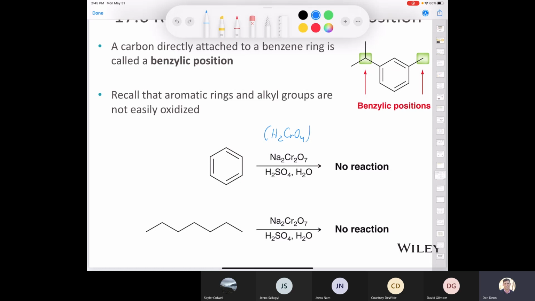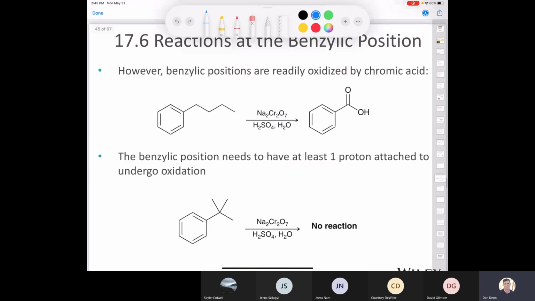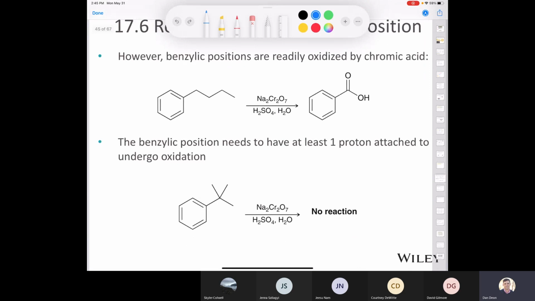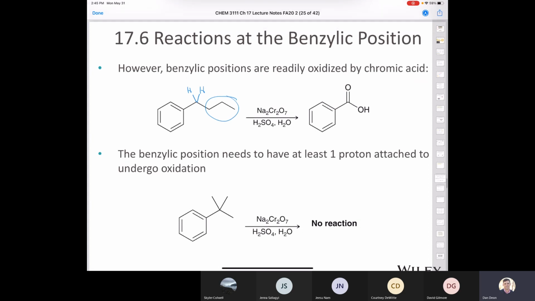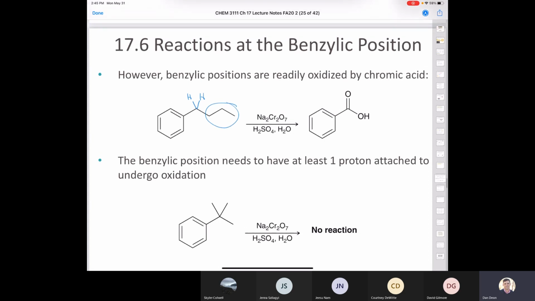Well, what's cool is that you can actually oxidize a benzylic position if you've got one. If you have a benzylic position and it has at least one hydrogen, you've got to have a minimum of one hydrogen, it will oxidize it to a benzoic acid derivative. So it gets oxidized, and if you're wondering, Mr. Dion, what happened to those 3 carbons? They are what we call excised. They are just removed, and they end up in the waste of the reaction, so to speak.